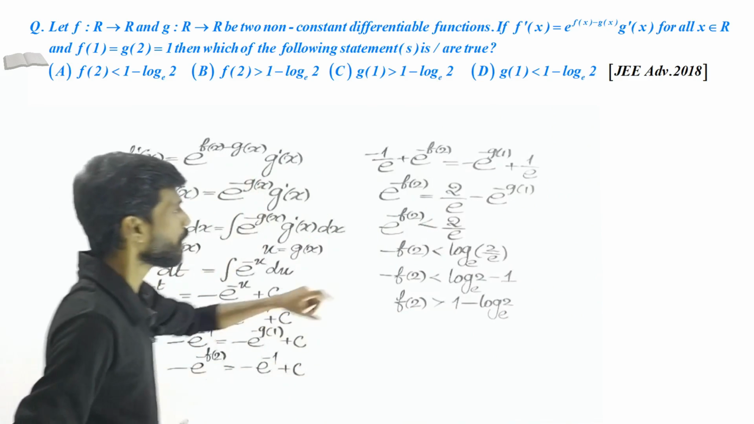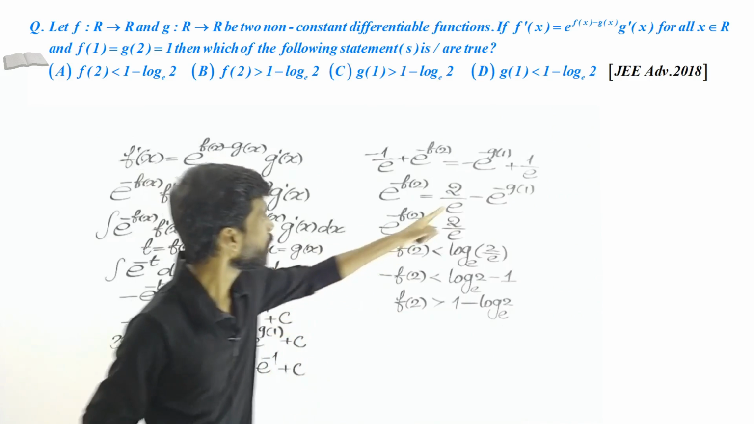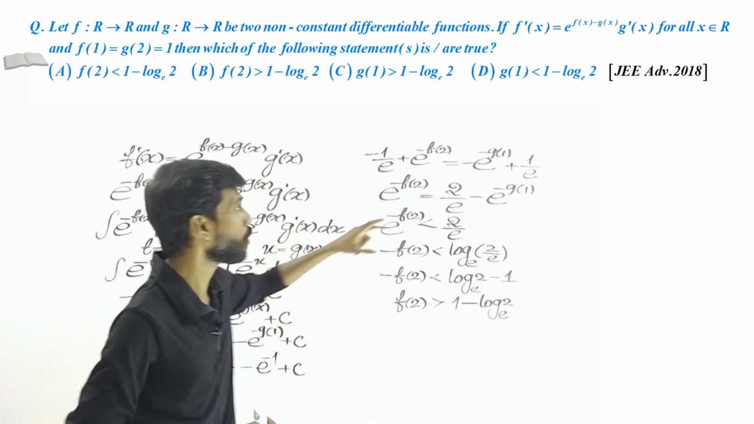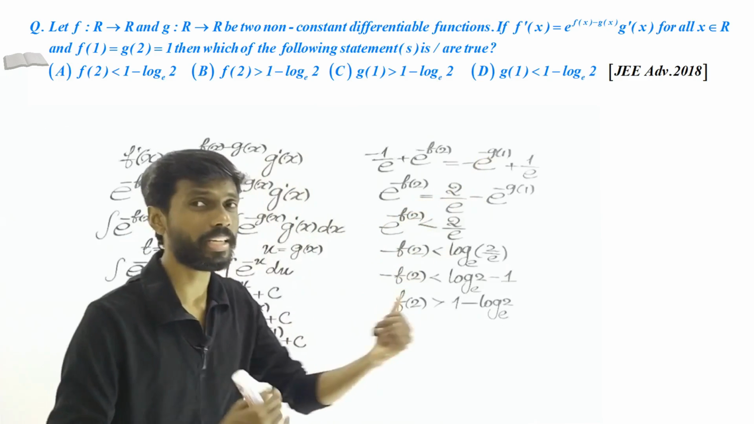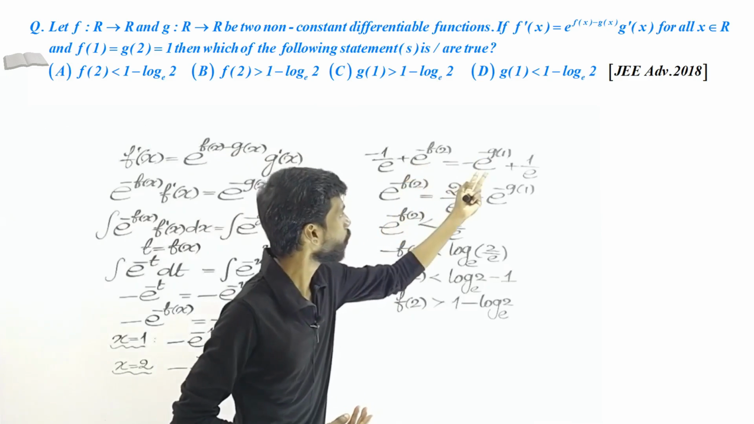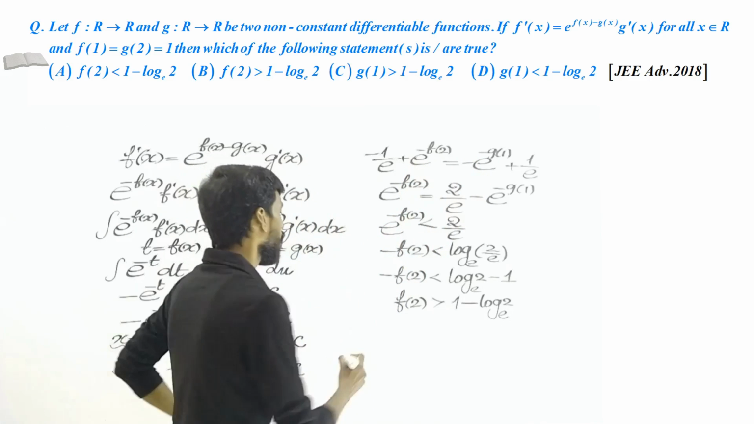How to find g of 1? We have to again do the same thing. Instead of keeping this e to the power minus f of 2 on the left hand side, you keep this e to the power minus g of 1 on the left hand side, and you will get the same expression. What is the difference? Instead of this term here, you will get this term, so you will get the same answer. I am writing directly.